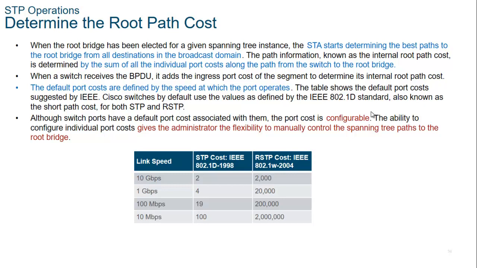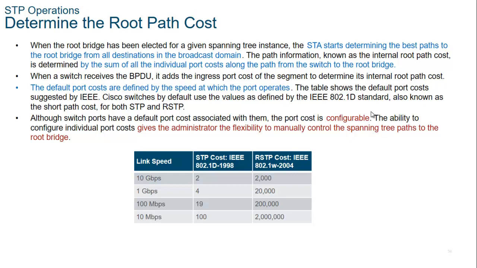When a switch receives the BPDU, it adds the ingress port cost of the segment to determine its internal root path cost. This is similar to how in dynamic routing, they determine how many hops to go to a certain destination. The default port costs are defined by the speed at which the port operates. The table shows the default port cost suggested by IEEE.